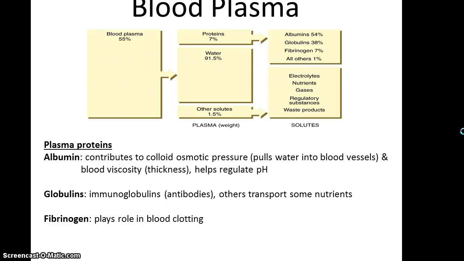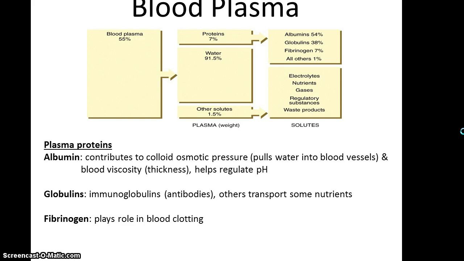Some of the important plasma proteins found in the blood plasma include albumin, which contributes to the colloid osmotic pressure, which basically is what allows it to pull water into the blood vessels, and blood viscosity. So remember that blood is thicker than water. And also, albumin helps to maintain the pH of the blood itself.